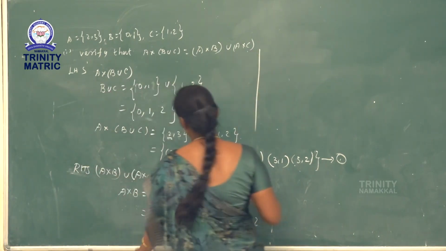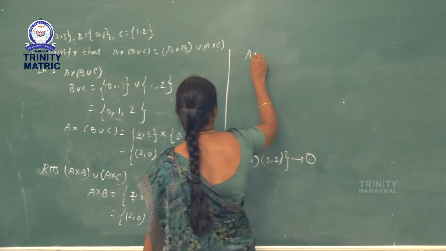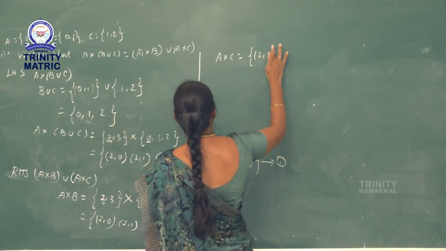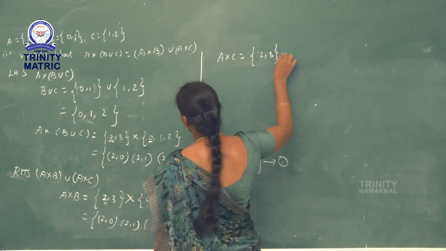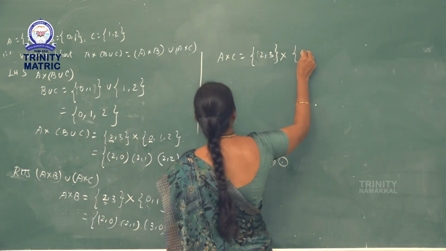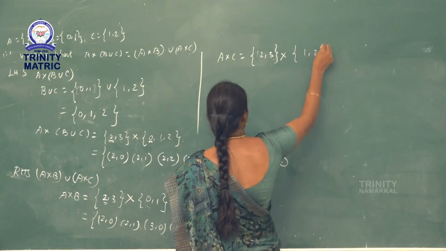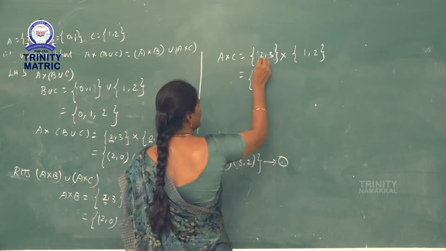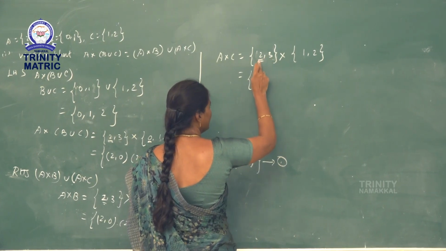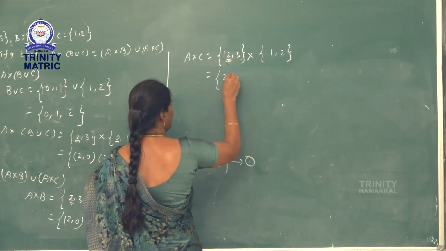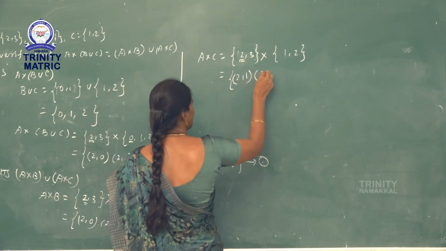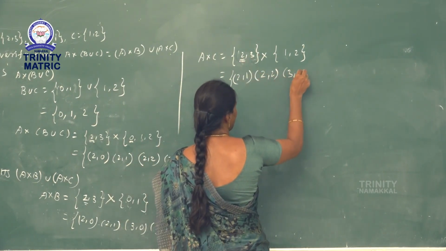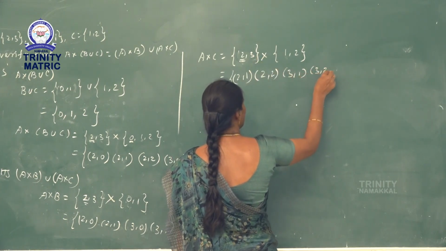Then we have to find A cross C. What is the set A? A is {2, 3} cross C, {1, 2}. Using the Cartesian product, we write the ordered pairs: first element with the first element, 2 comma 1; first element with the second element, 2 comma 2; then second element with the first element, 3 comma 1; then 3 comma 2.